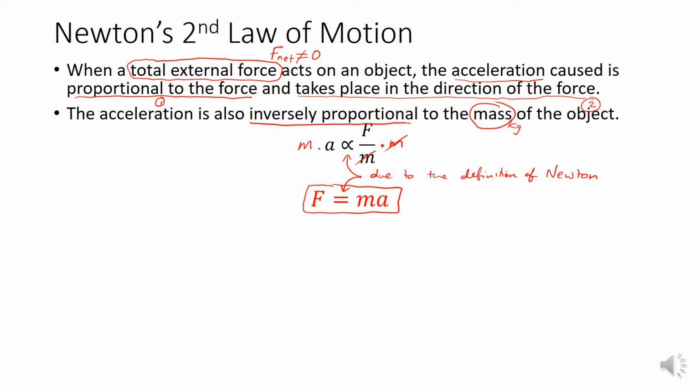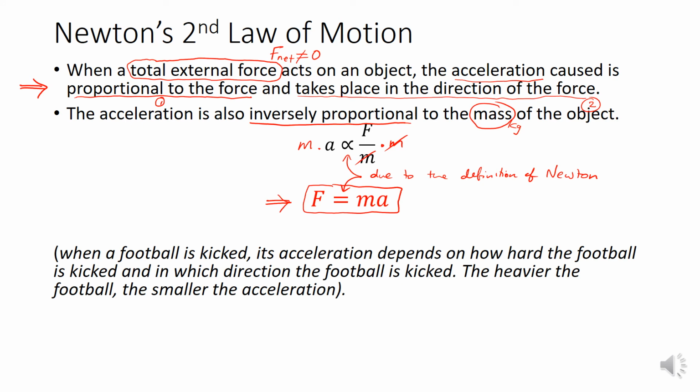If you're asked what is Newton's second law of motion, you have a choice. You can reproduce this first sentence, which you'll find in your definition page for mechanics, or you can produce it in formula form here, F equals MA, and say what F is, that's the force, M is the mass, and A is the acceleration. Okay, so what does it all mean? Let's take the example of the football again. When a football is kicked, so it is kicked, there is a force, there is a total external force.